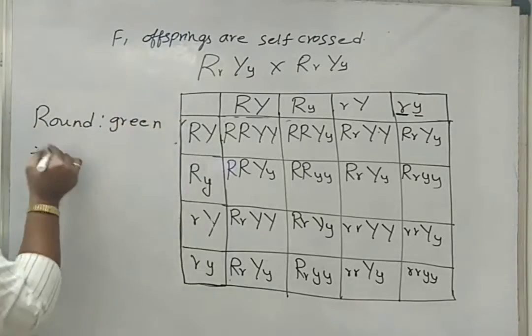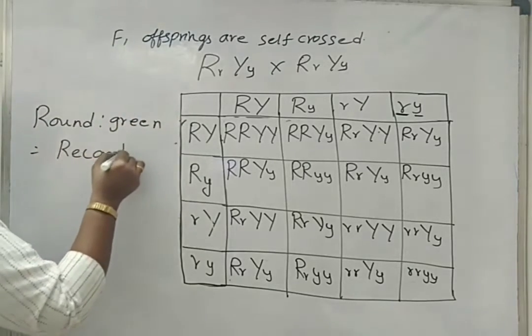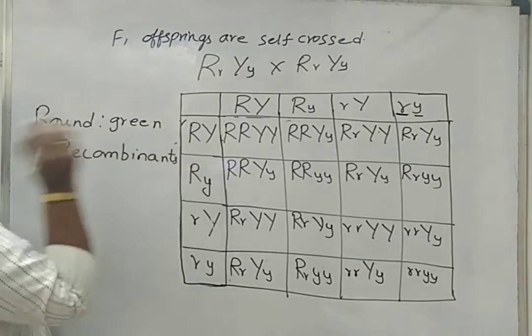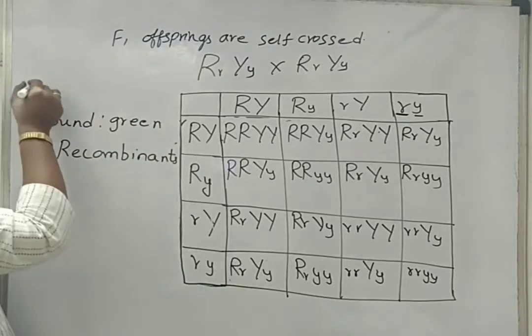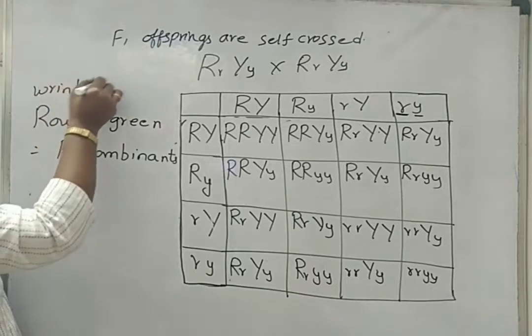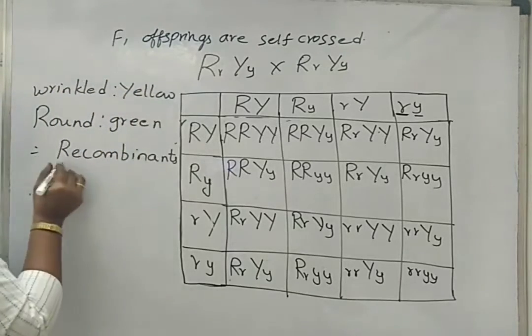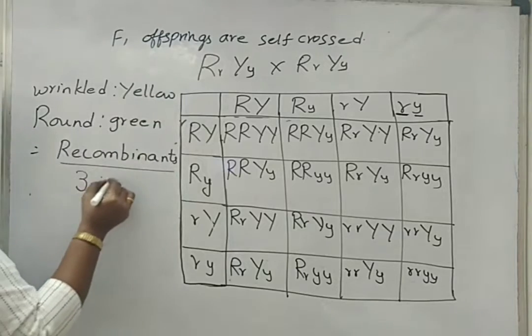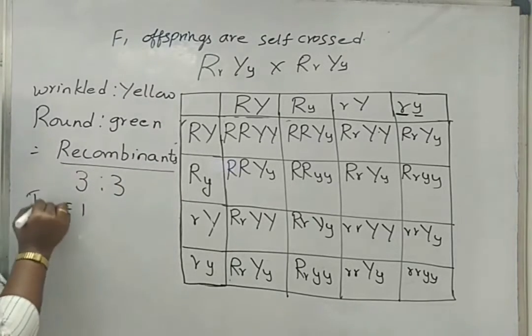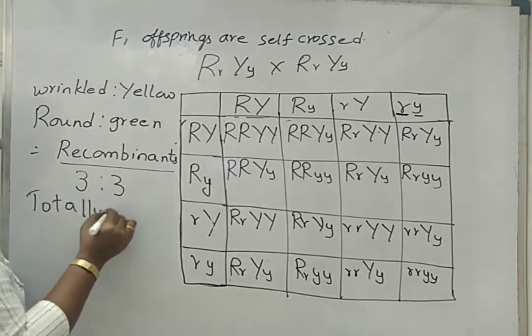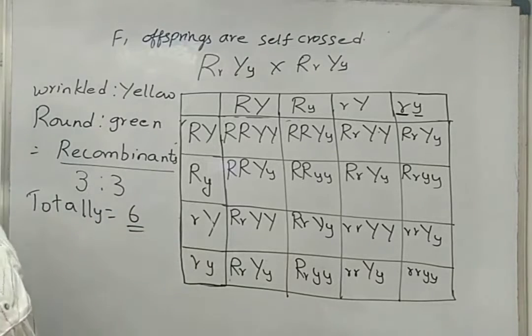These are considered as the recombinants. Another one also: wrinkled shape with yellow color of the seed. These are also considered recombinants. How many are recombinants? 3 plus 3, totally 6. Totally 6 offsprings out of the 16 are considered as the recombinants.